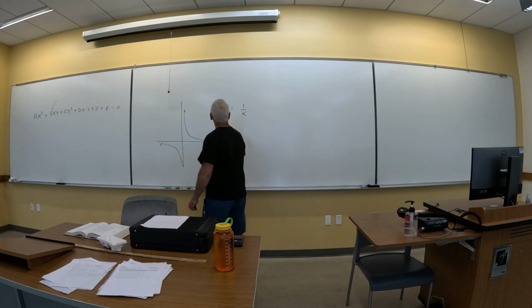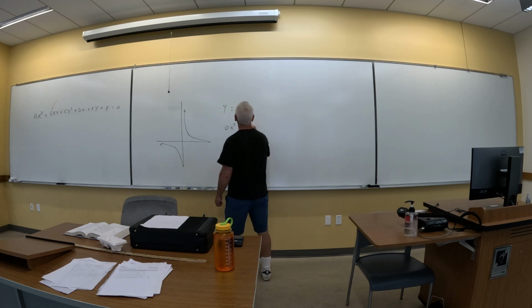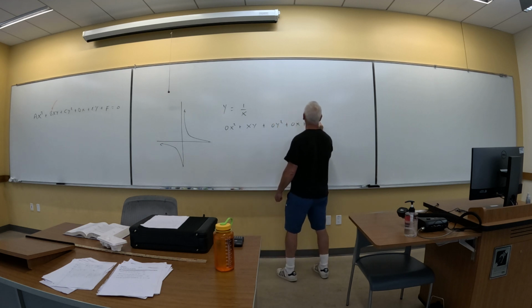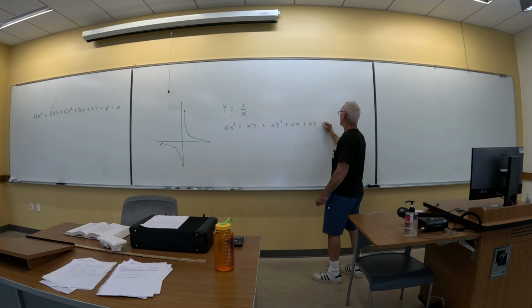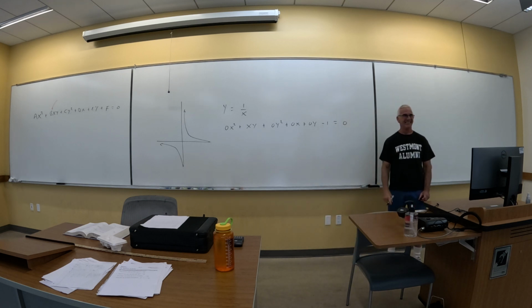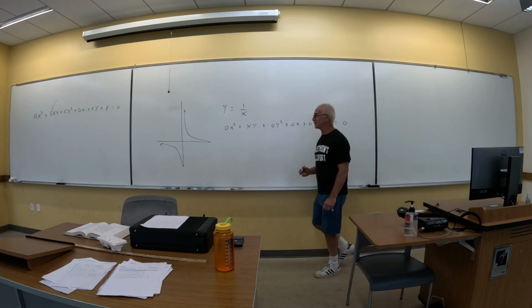In fact, how about if I wrote it this way? 0x squared plus xy plus 0y squared plus 0x plus 0y minus 1 equals 0. It's kind of boring, I know. That's the same thing, isn't it? That's xy equal to 1. xy equals 1 is y equals 1 over x. This is a rotated hyperbola. It's rotated exactly 45 degrees.